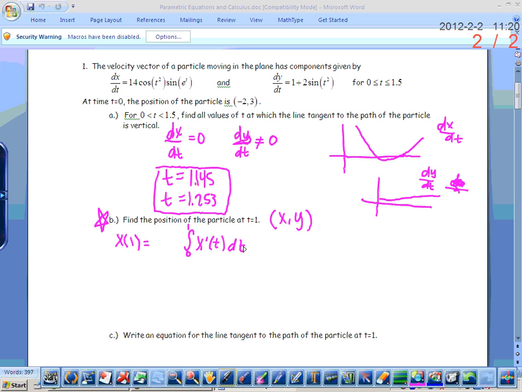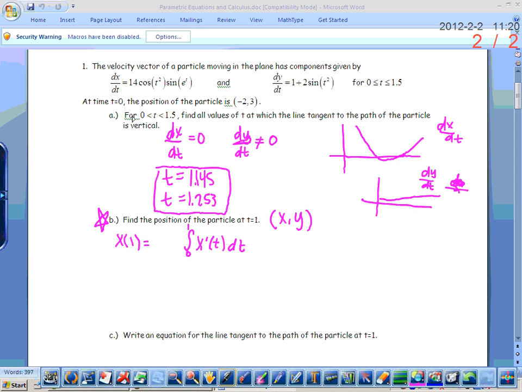Why did I use 0 to 1? I'm looking for the position at t equals 1, and my starting time from the given is t equals 0. So if I can find the displacement of the particle between 0 and 1, then that can help me with the position.